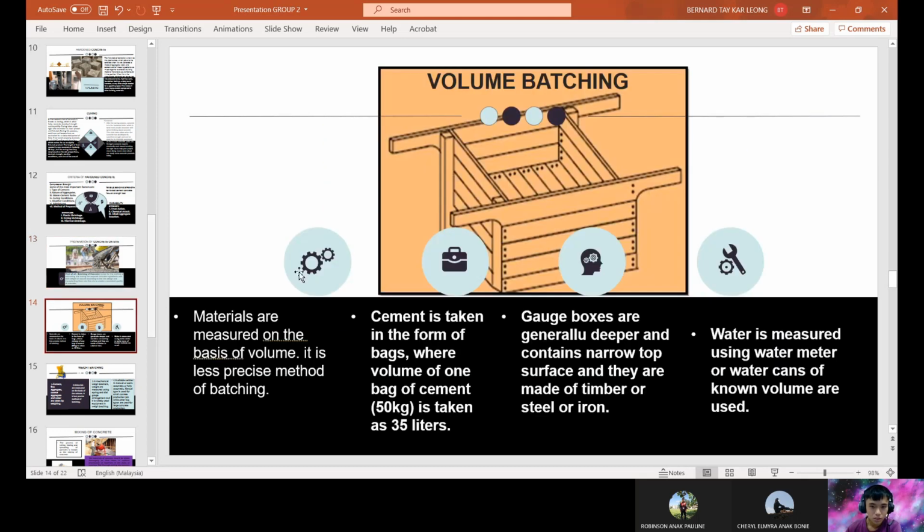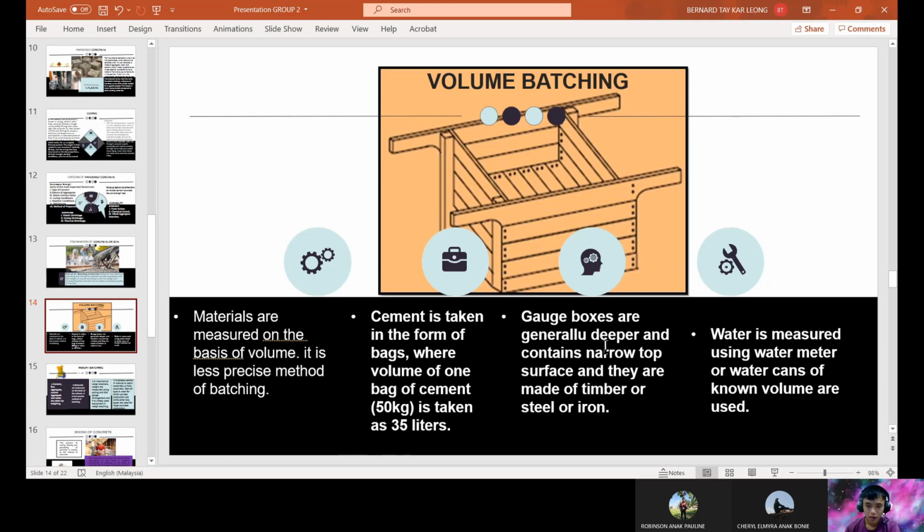Okay, this is the first one, volume batching. Materials are measured on the basis of volume. It is a less precise method of batching. Second one is cement is taken in the form of bags, where the volume of one bag of cement, 50 kilograms, is taken as 35 liters.